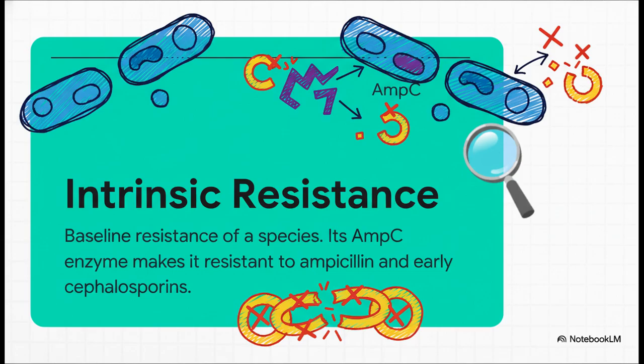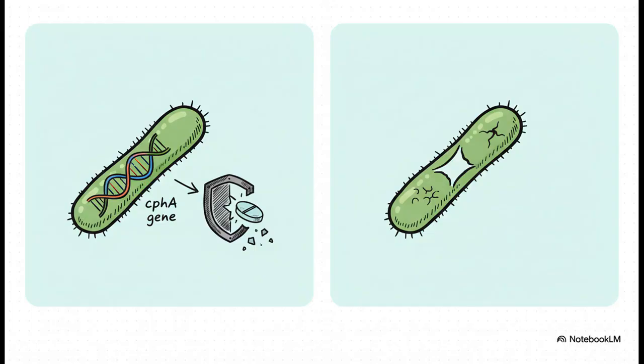And this means your common go-to beta-lactams, ampicillin, amoxicillin-clavulanate, your first and second-gen cephalosporins, forget about them. The bug just inactivates them. But here is the absolute game changer, the single most important therapeutic differentiator you need to know. Unlike Aeromonas hydrophila and Aeromonas veronii, Aeromonas caviae almost never has the intrinsic metallo-beta-lactamase gene, cphA.